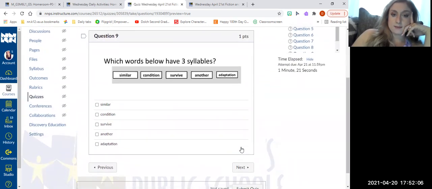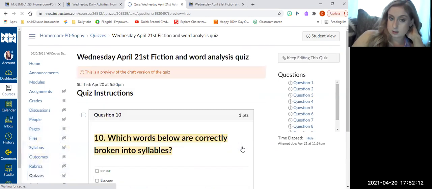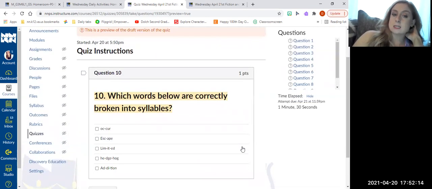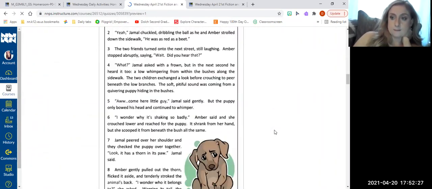Which words below have 3 syllables? Friends, you can clap them out to help you. Remember, it says words. Which words below are correctly broken into syllables? Friends, this one's tricky. Clap them out. See if it sounds right. Break it apart. All right, so you're going to take that.